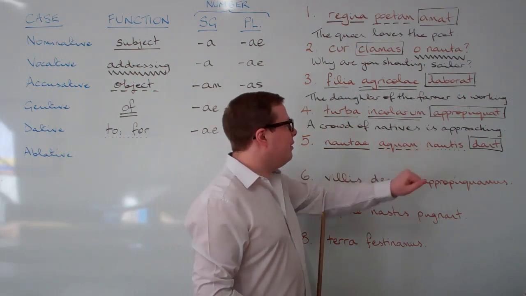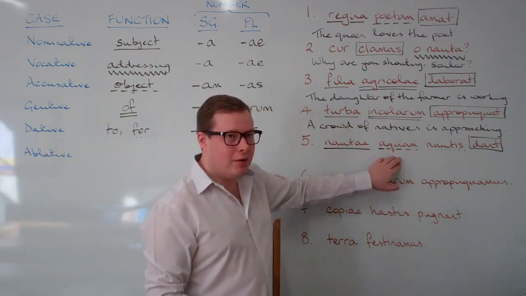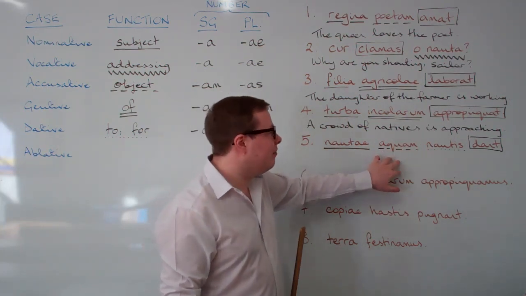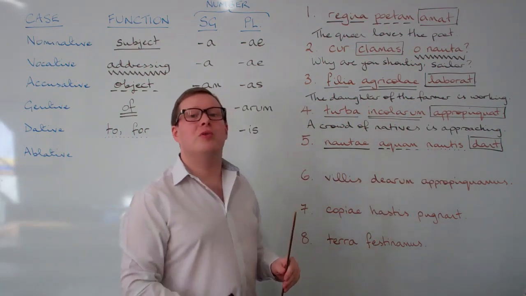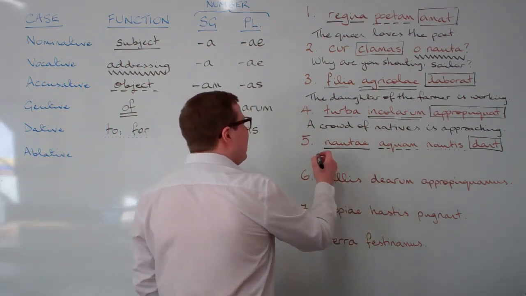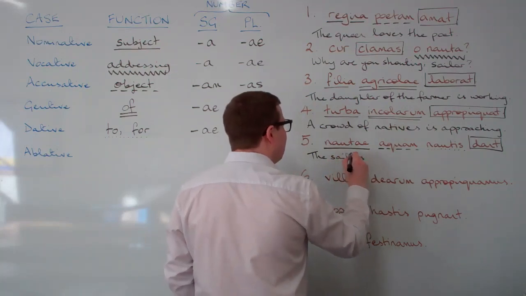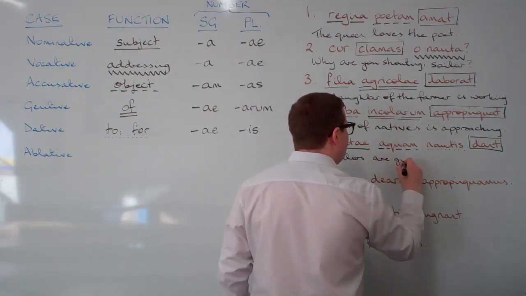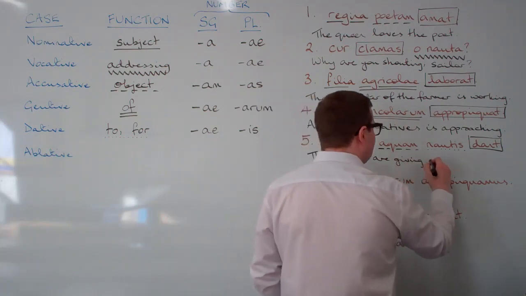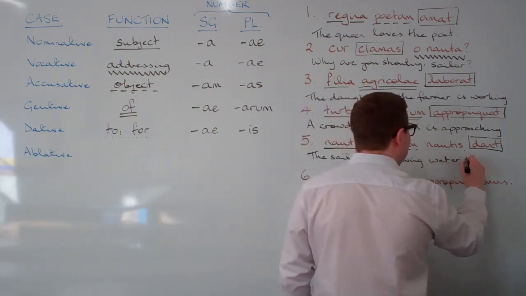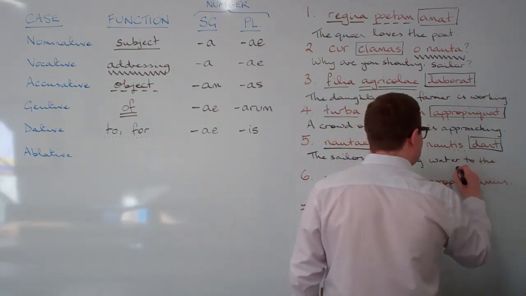They are the ones doing the giving, the water is the direct object, the thing being given, and they are the people on the receiving end of it, which makes them the indirect object. The sailors are giving water to, slightly improbably, the sailors.